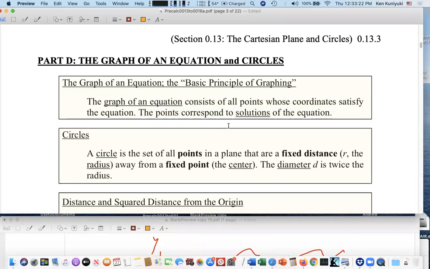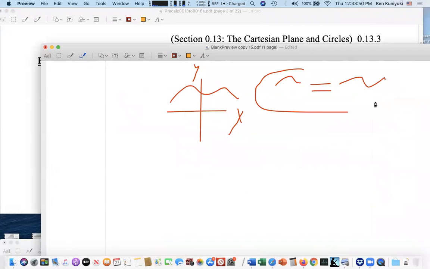Some of you might say, oh, that's obvious. But here's the deal. Later on, when we deal with polar coordinates in this class, or in 3 dimensions, if we're dealing with cylindrical or spherical coordinates, or for that matter, Cartesian coordinates in 3 dimensions, the basic principle of graphing will come in very, very handy. What's the graph of an equation? It consists of all points whose coordinates satisfy the equation. So if I ask you to graph an equation, I want you to plot all these solution points whose coordinates satisfy that equation.